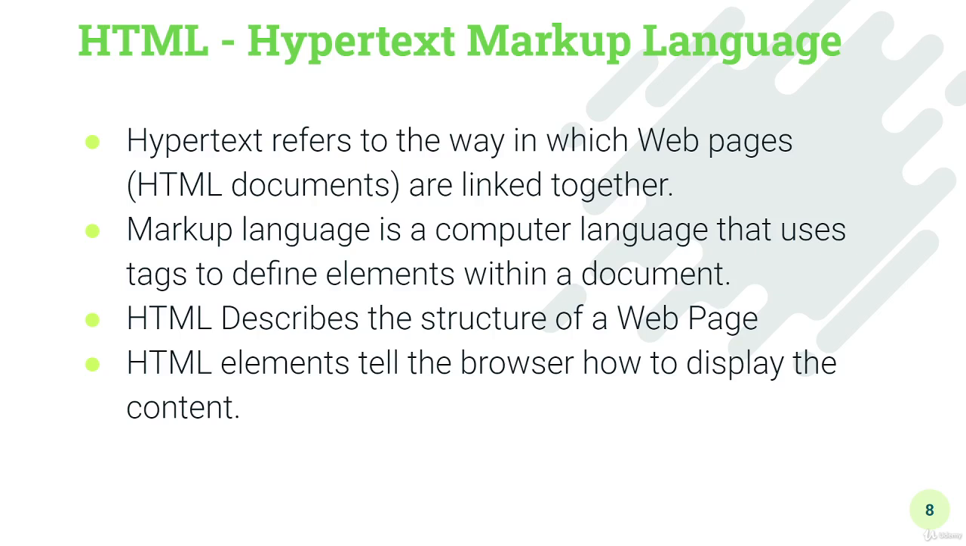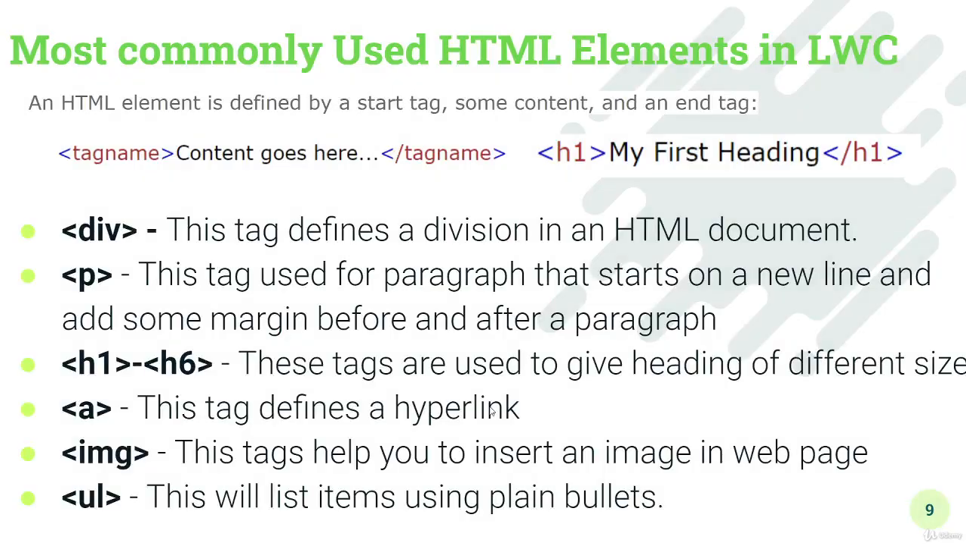And the HTML elements tell the browser how to display the content. So let's see what an HTML element is. An HTML element is defined by a start tag, then we write some content in between, and then the end tag. So here is an example. The h1 tag is there, then we are writing some content, my first heading, and I'm closing that tag. So this is how we create an HTML element. And there are many HTML elements available, but the most commonly used HTML elements in LWC we're going to discuss today.